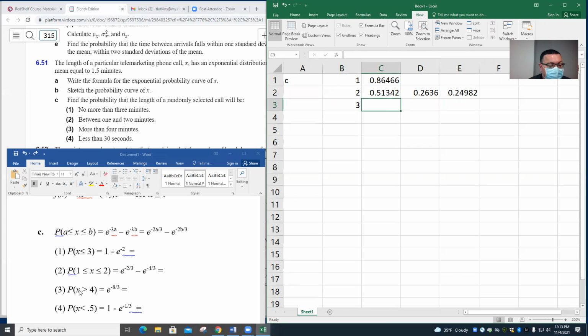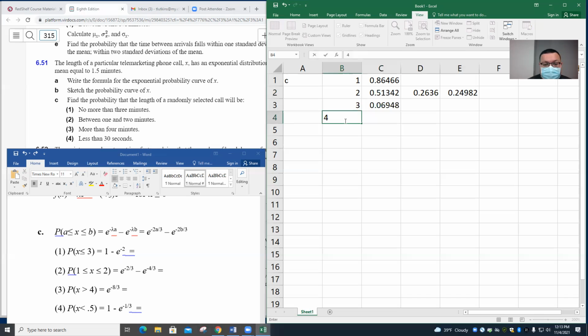Over here in part 3, it says more than 4 minutes. So we have the probability x is greater than 4. If we follow our formula from before, that would give us e with an exponent of -8/3, because -2/3 times 4 gives us -8/3. So for 3, we're just going to do equals exp, and our exponent is -8 divided by 3. We hit enter, and we get 0.069, basically 0.0695 if you're rounding to the 4th decimal place.